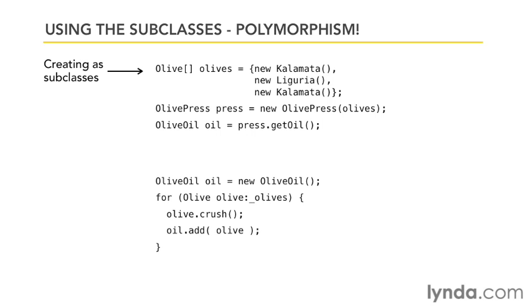Within the implementation of the olive press, it would simply loop through the olives and call the methods, it would get the oil, it would add that to the olive oil, and the end result would be a correct calculation. The olive press doesn't need to know how much oil you get out of each olive, and it doesn't even need to know that there are all these different kinds of olives out there. From the point of view of the olive press, there's only one kind of olive, an olive, and you can crush it and you can add it to the oil. The details are hidden within the implementation.